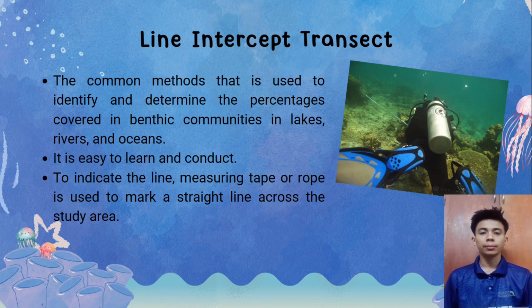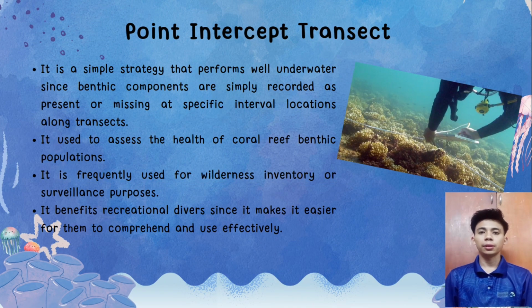The first one is the line intercept transect. It is used to identify and determine the percentage cover in the benthic community. It gives an accurate comparison across sites and time, and it is also affordable due to the use of few pieces of equipment. Next is the point intercept transect.